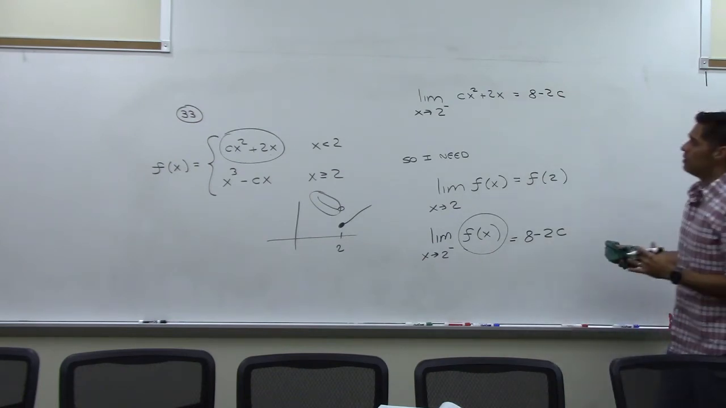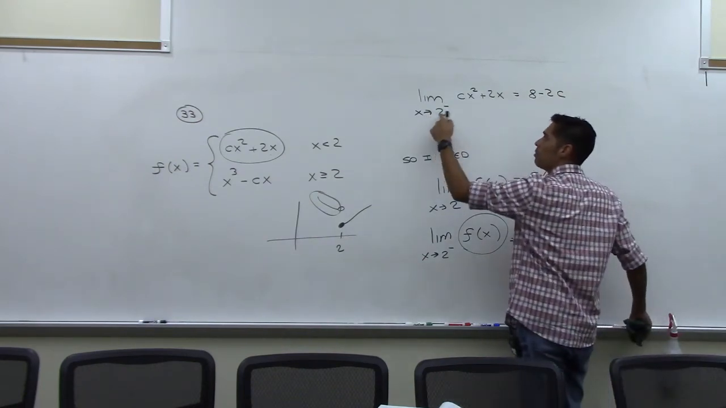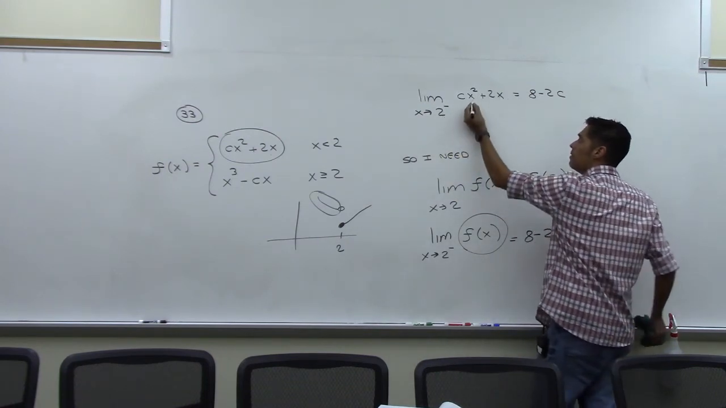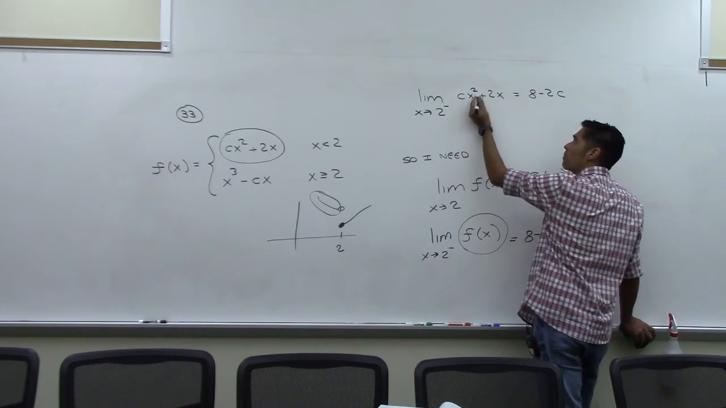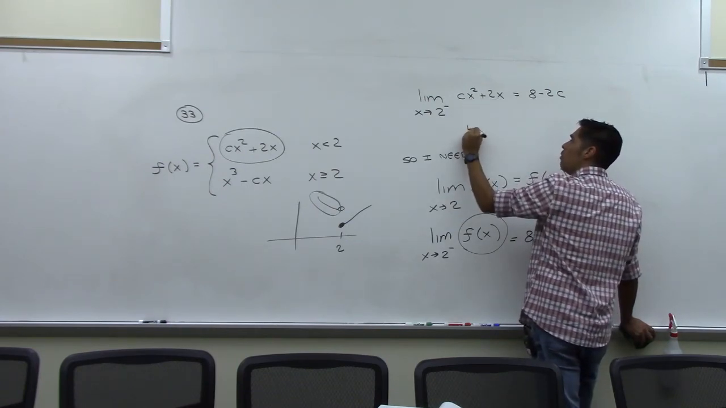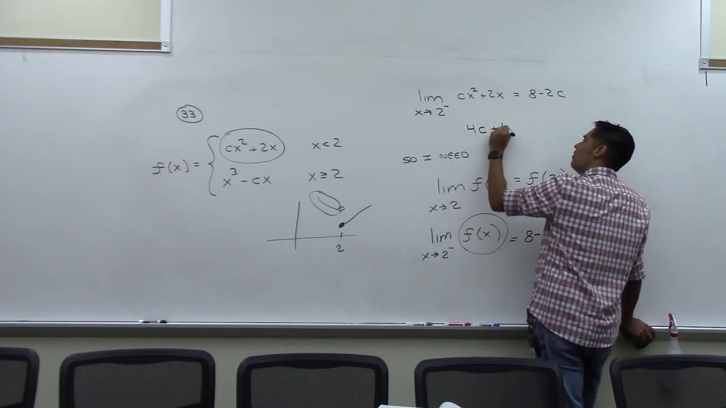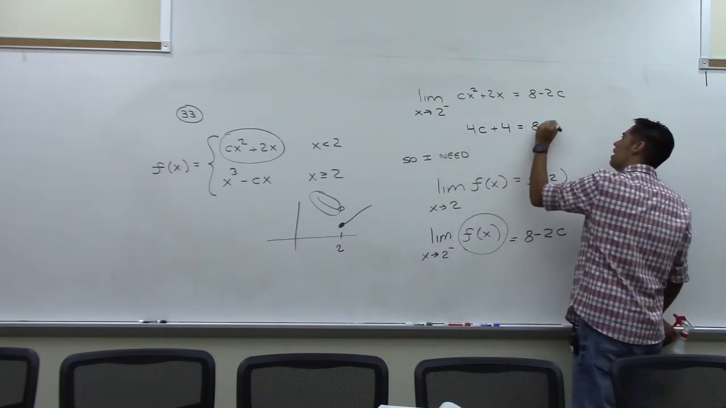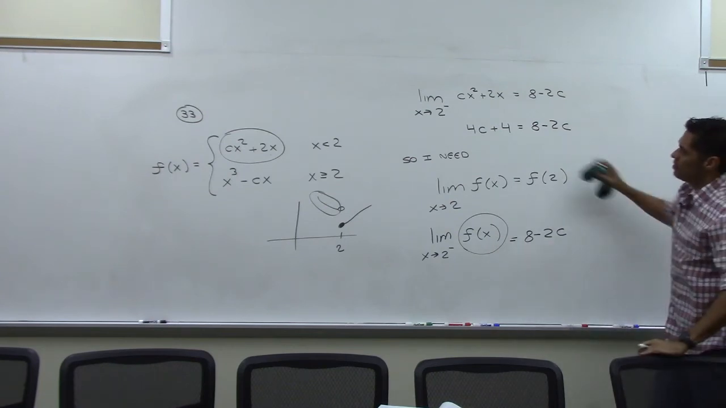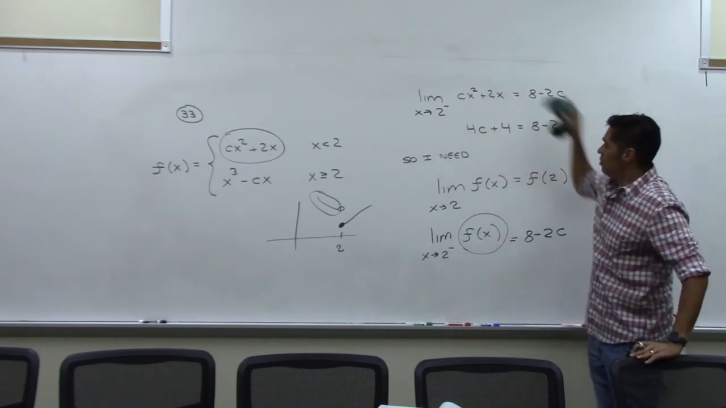And now what I can do is take this limit. I can let x approach 2 here and here. So what would happen if I plug in 2 here? I get 4. Plug in 2 here, I get 2 times 2 is 4. So this is going to be 4c plus 4 must equal 8 minus 2c. And notice the limit went away because I actually plugged in 2.